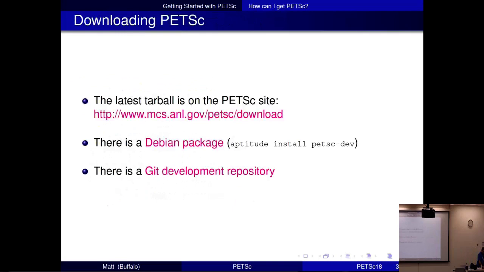So how do you get it? I think everyone should use the repository, will be my argument. However, for people allergic to repositories, there are still tarballs at the download site, and there's a Debian package. These are all links, so anything magenta is a link again.